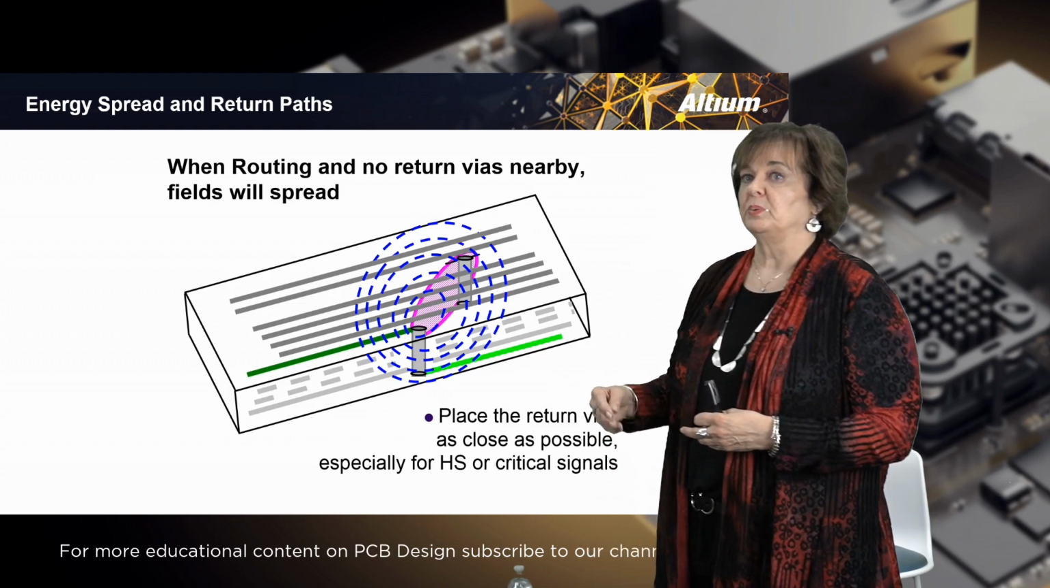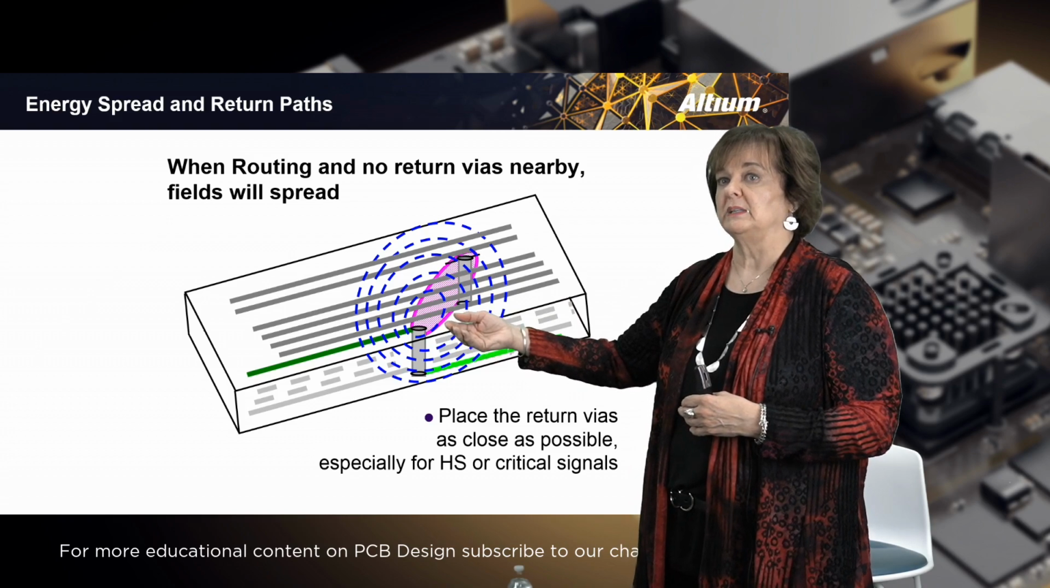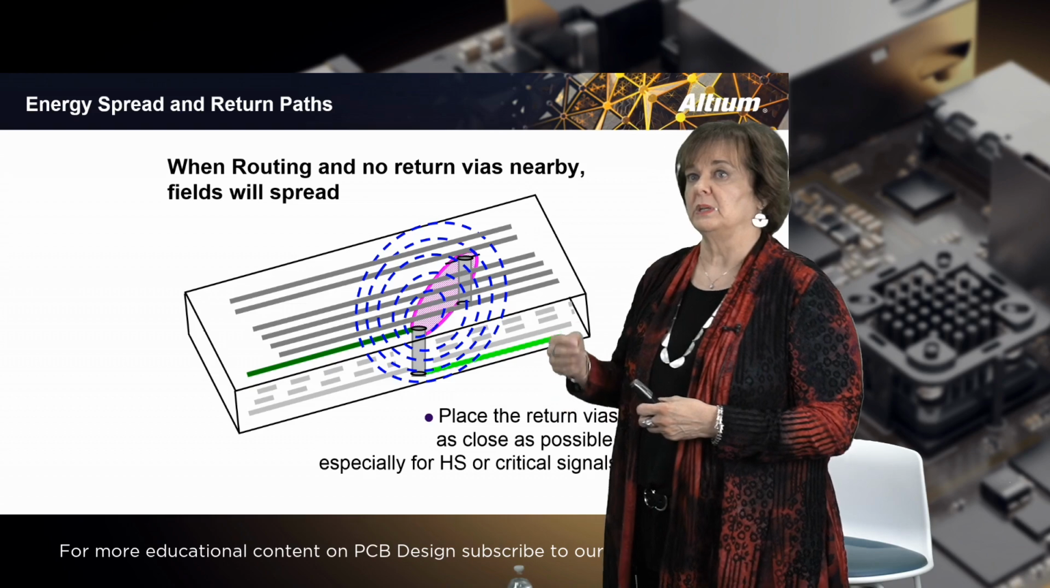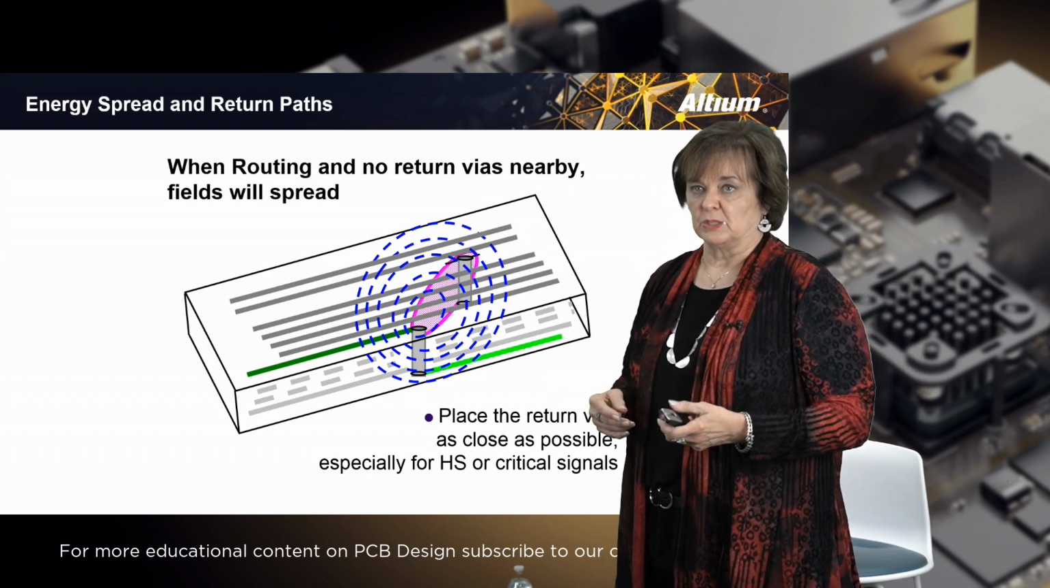And so that's why, if we're returning on ground, we put the ground vias right next to that signal pin on a high-speed signal or a critical signal. We want to be sure that everything is set up to return as easily as possible.